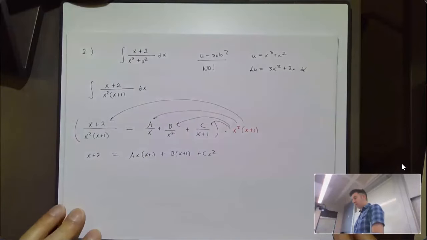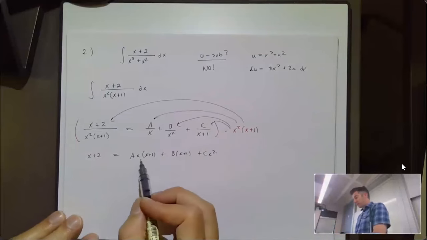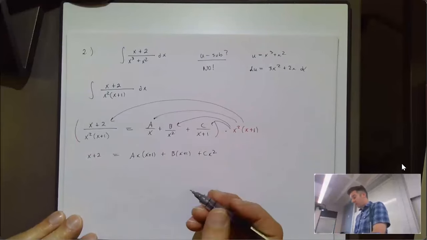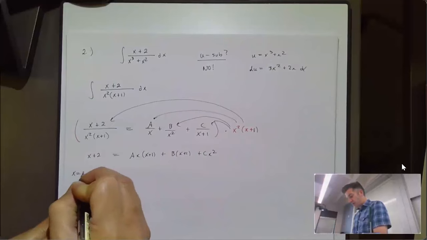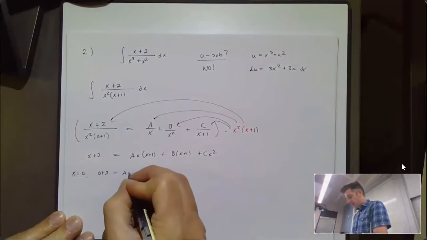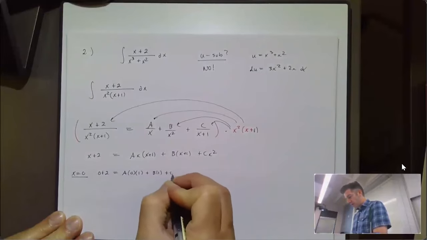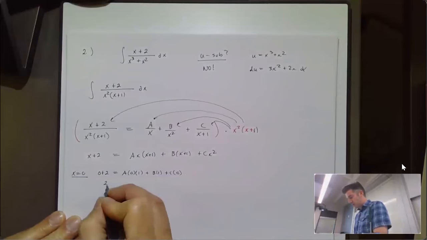And I'm always a proponent of picking the convenient values of x. So any value of x that makes one of these factors 0 is good. So let's try x equal to 0. I'm going to get 0 plus 2 on the left equals a times 0 times 1 plus b times 1 plus c times 0. Oh, I get 2 equal to b. Great.